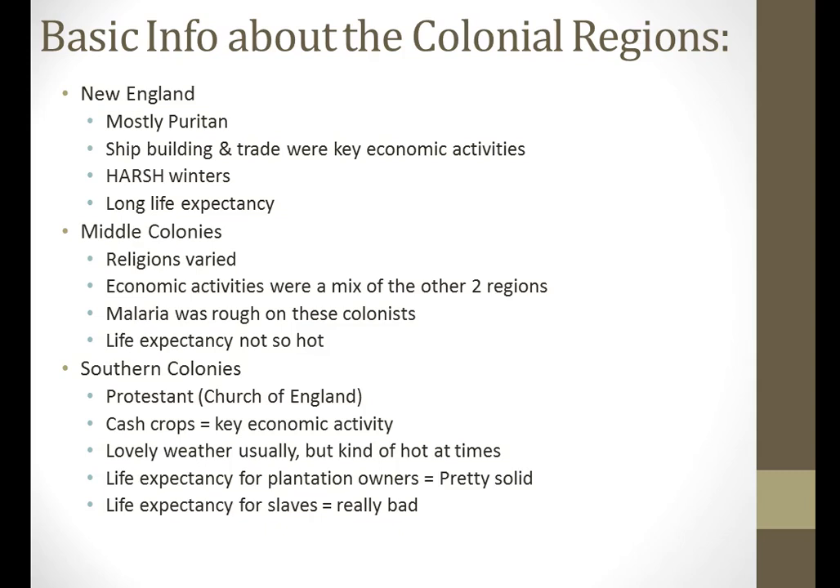Lovely weather is usually present, but it did get a little bit hot at times. Life expectancy for plantation owners was good times. Life expectancy for slaves, bad times, not good. So life expectancy for owners, good. Expectancy for slaves, bad. All right.